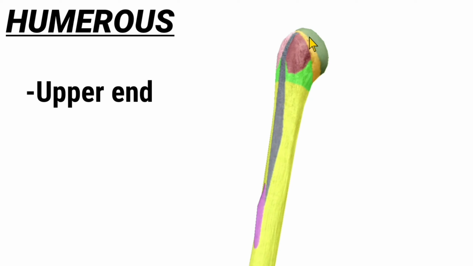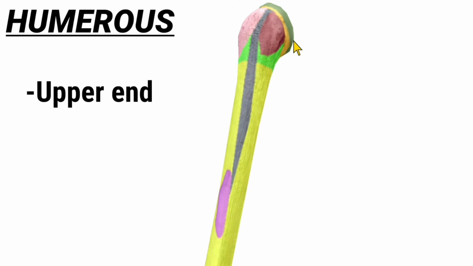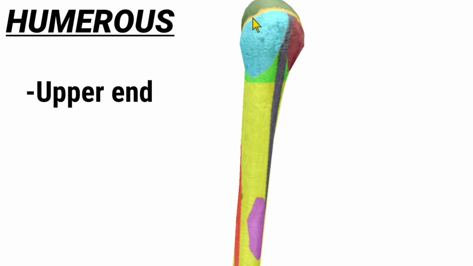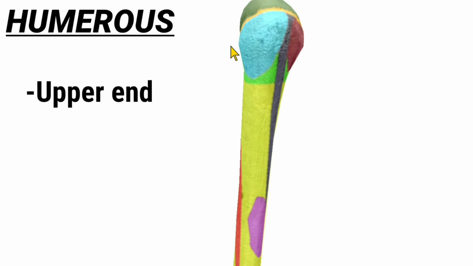neck of the humerus. And then in the anterior aspect there is the lesser tubercle, that is the elevation in the anterior aspect of the upper end, and in the lateral aspect there is the greater tubercle. In the greater tubercle there are superior, middle and inferior impressions, which are due to insertion of the supraspinatus, infraspinatus and teres minor muscles that form the rotator cuff.